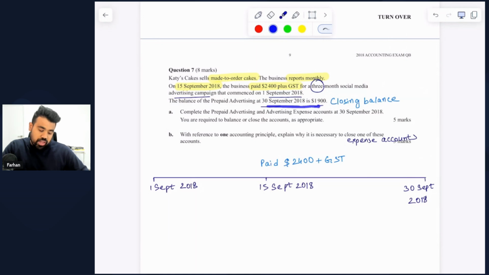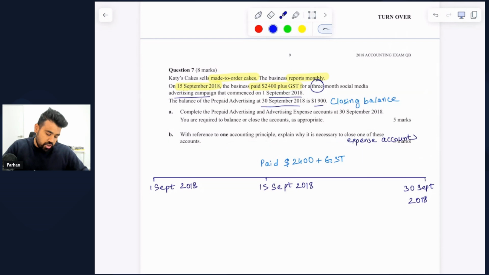So the balance that we're given at 30 September 2018 is what we refer to as the closing balance. And we also understand the business reports on a monthly basis. So we are interested in transactions that happen from 1st of September 2018 until 30 September 2018. The question requires us to prepare the prepaid advertising and advertising expense accounts at 30 September 2018 and also discuss the accounting principle that requires the closing of expense accounts at the end of the financial period.